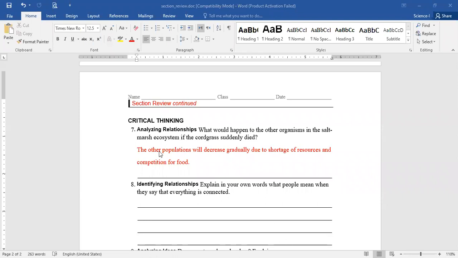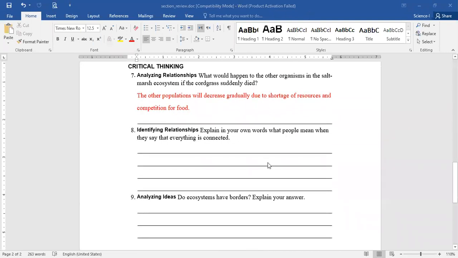Good. Anyone have any question regarding question number 7, guys? Any other question here? No. Okay, so then pass to question 8: identify relationships and explain in your own words what people mean when they say everything is connected. What does it mean? What do you think?